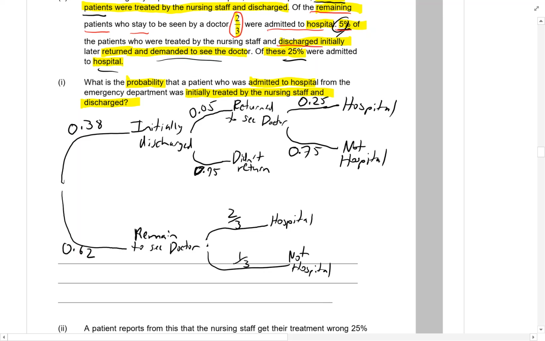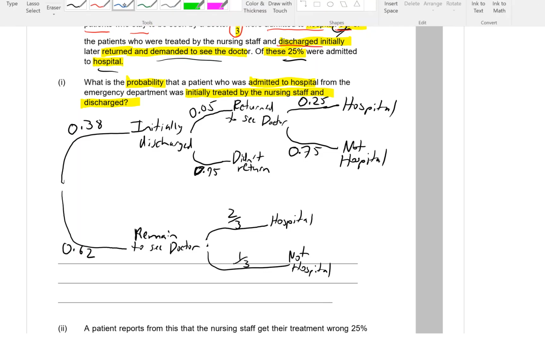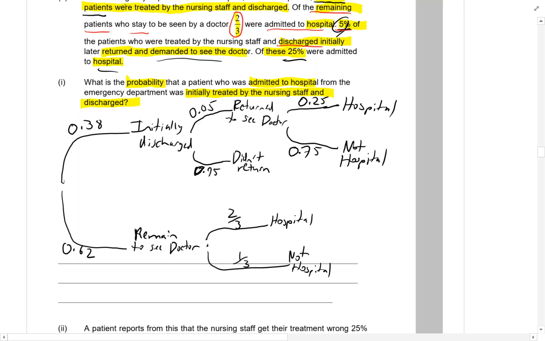Okay, so we've got all the information down now, and now we read the question again. Always reread the goal of the question after you've got down the information. What is the probability that a patient who was admitted to hospital from the emergency department was initially treated by the nursing staff and discharged? So let's tick the branches involved. So admitted to hospital is here and here, isn't it?